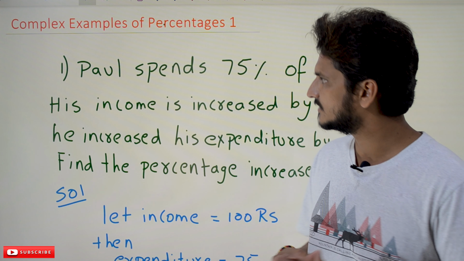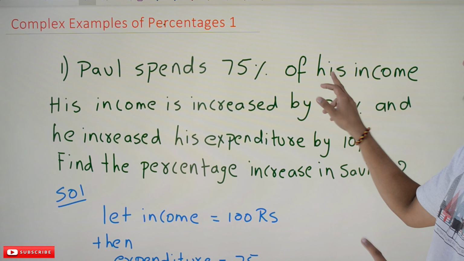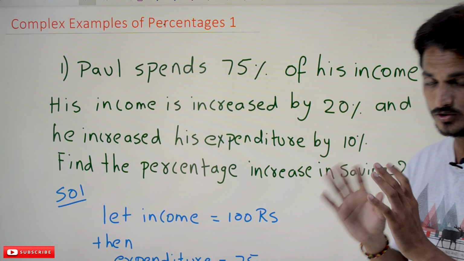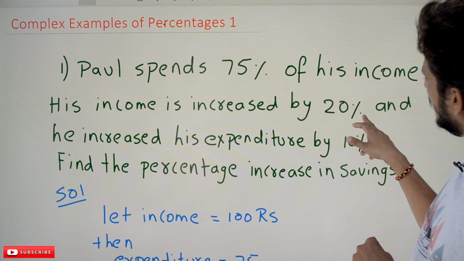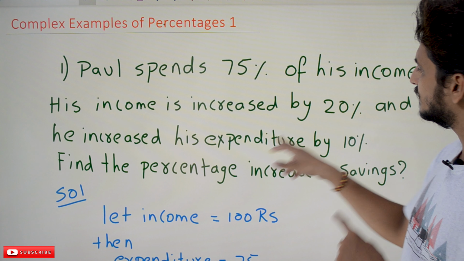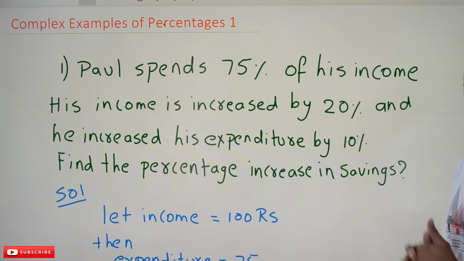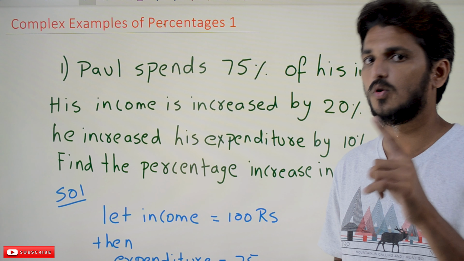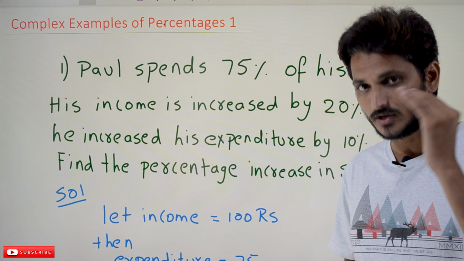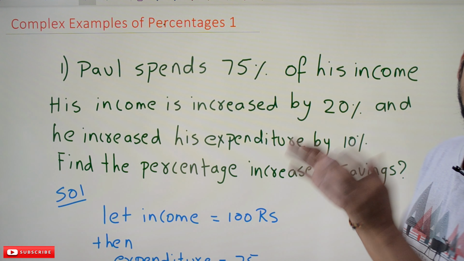Coming to today's class, so Paul spends 75% of his income. He is going to spend 75% of his income. His income is increased by 20% and he increased his expenditure by 10%. Find the percentage increase in savings. See here, these type of questions, you have to understand one important point. For that purpose, we have taken these examples. Find the percentage increase in savings.